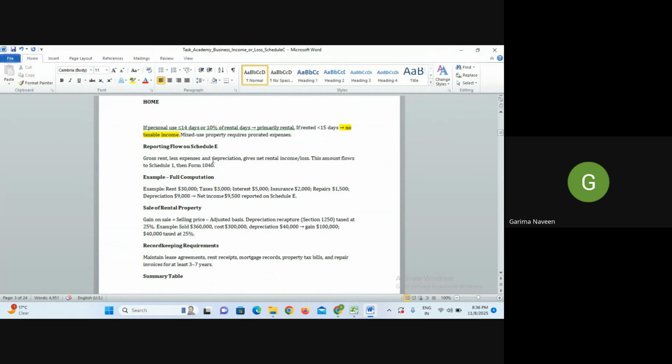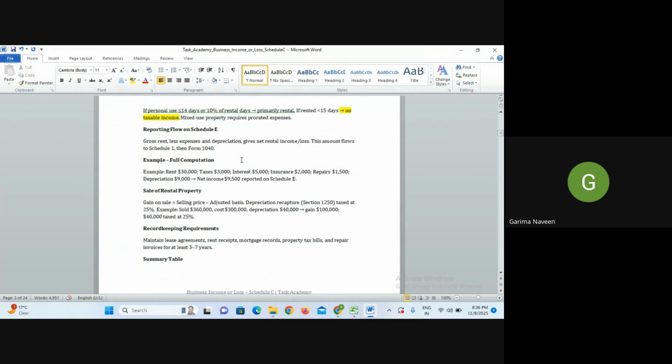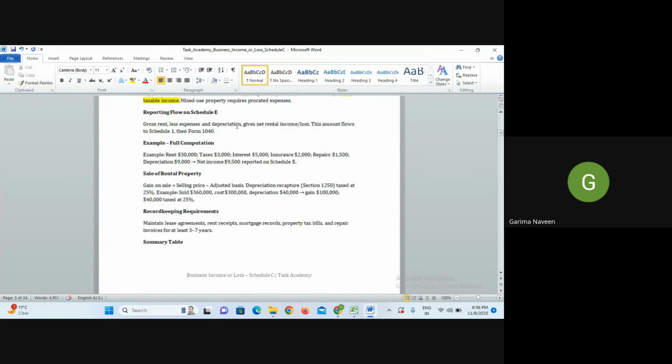Okay, so for proration of expenses, you need to consider that certain kinds of expenses related to your personal use you can deduct in your form 1040, and certain kinds of expenses you can't deduct. For example, if you have expenses related to utilities, insurance, you can't deduct them in your form 1040 if it is used for personal use. But if you are paying taxes and interest, then these taxes and interest you can also deduct in your form 1040.